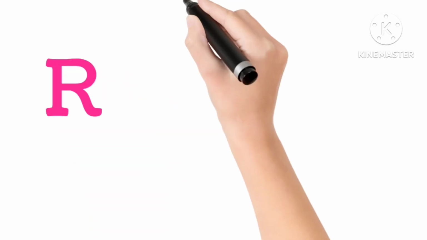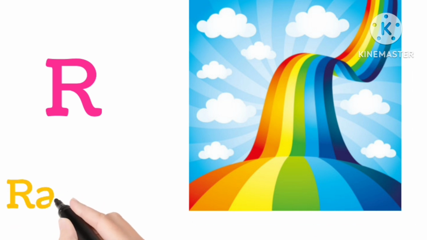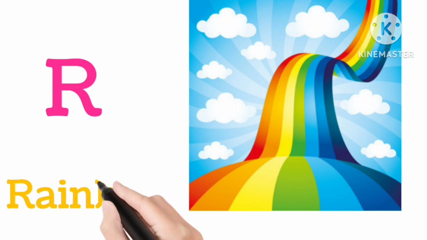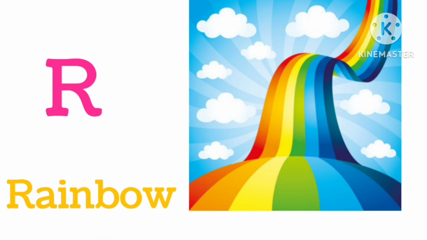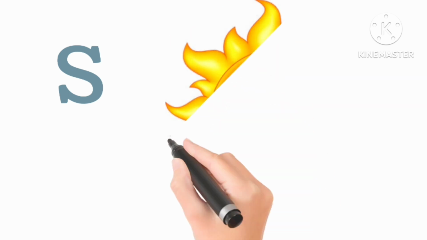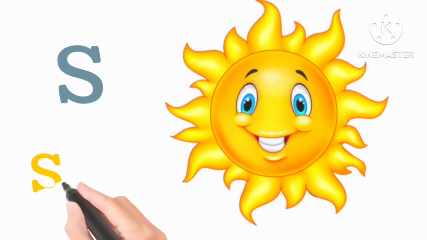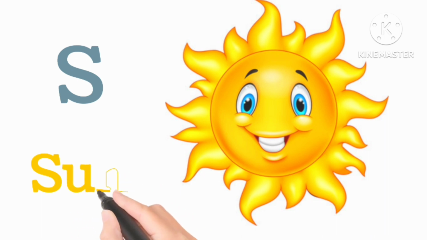R. R for rainbow. R-A-I-N-B-O-W, rainbow. S. S for sun. S-U-N, sun.